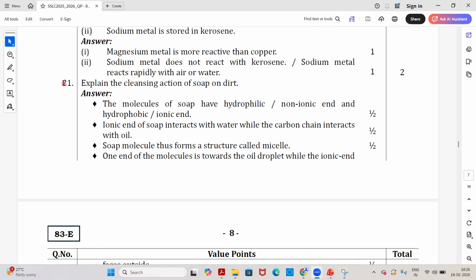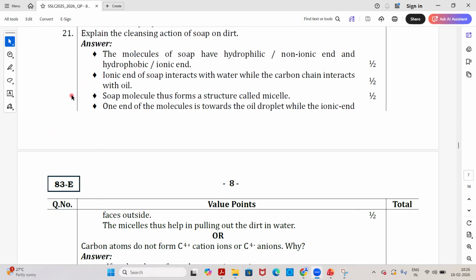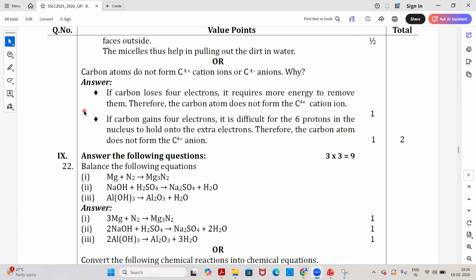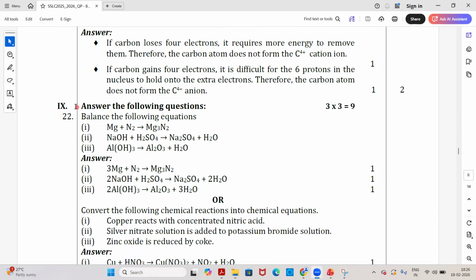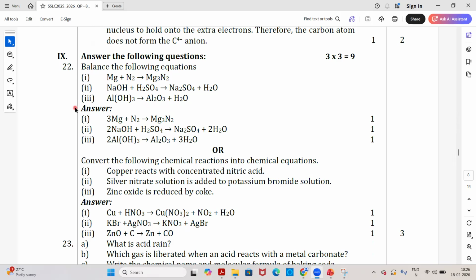Question 21. Explain the cleansing action of soap on dirt. This is a repeated question, an important one. You can take it as 100% for your board exam. And one optional question for it is here. Okay. You can pause the video or take a screenshot and observe the question answers.